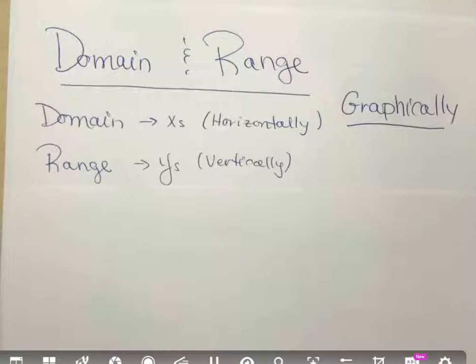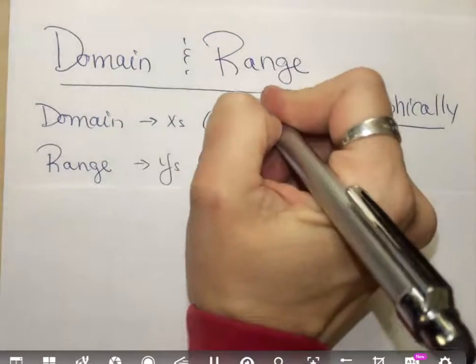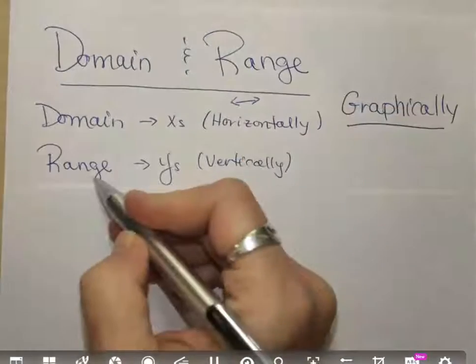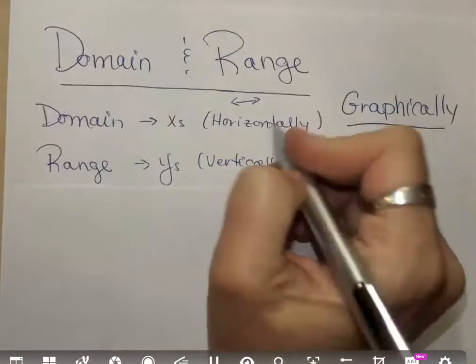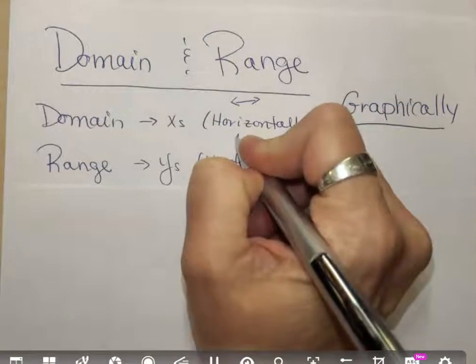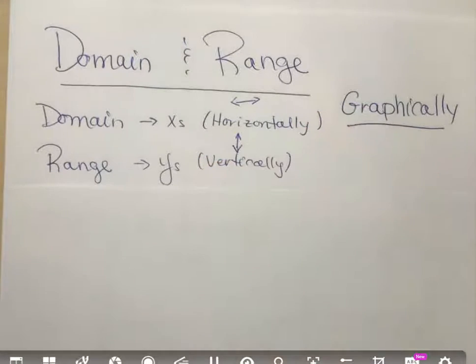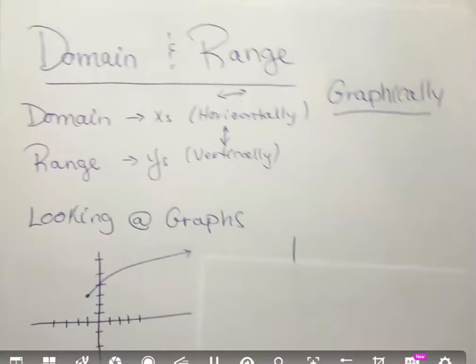So when we talk about domain and range, domain talks about the x's. It talks about how the graph exists horizontally, so left and right. Range talks about the y, the set of all y's that we could expect for a function. It talks about up and down vertically. So we're going to look at a couple of examples here.